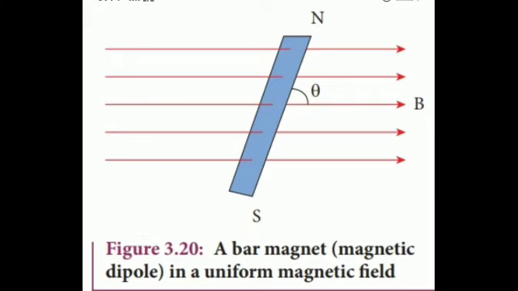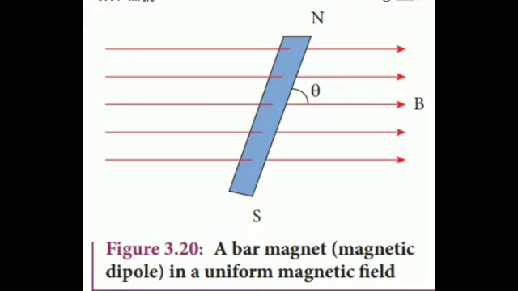The next topic is potential energy of a bar magnet in a uniform magnetic field. Potential energy means stored energy, and we find out that stored energy. When a bar magnet of dipole moment M is held at an angle theta with the direction of a uniform magnetic field B vector, the magnitude of the torque acting on the dipole is torque equals M B sin theta.